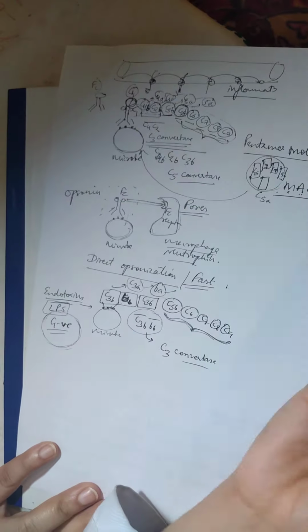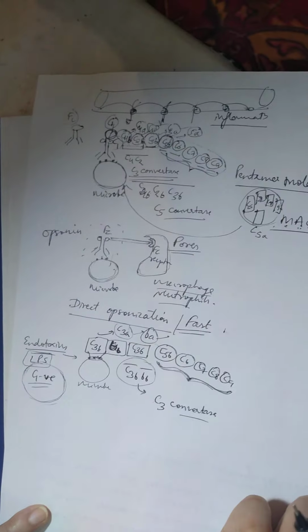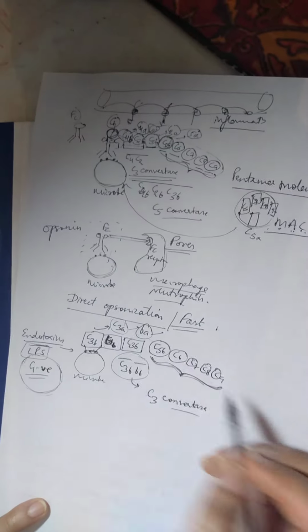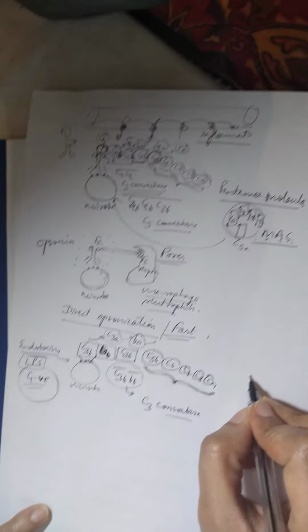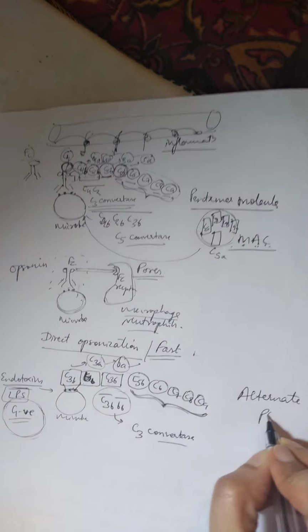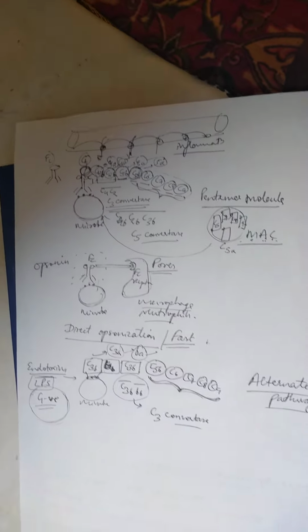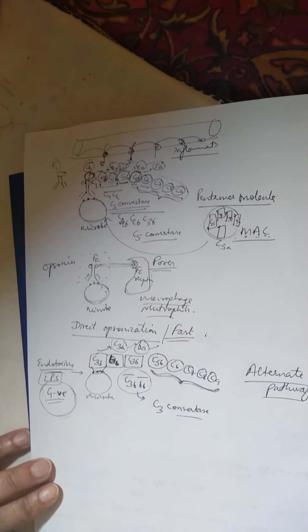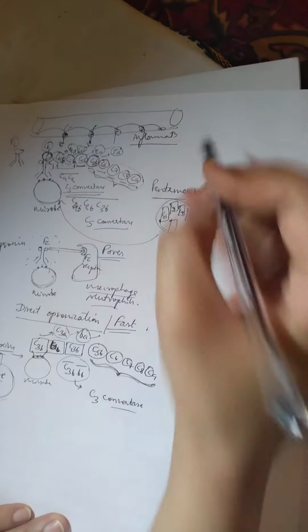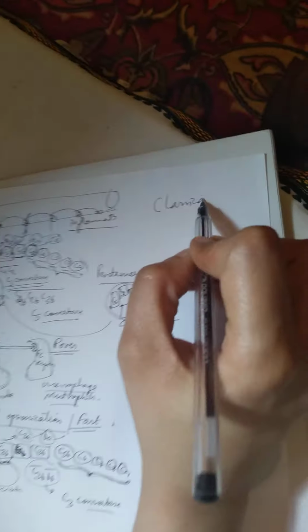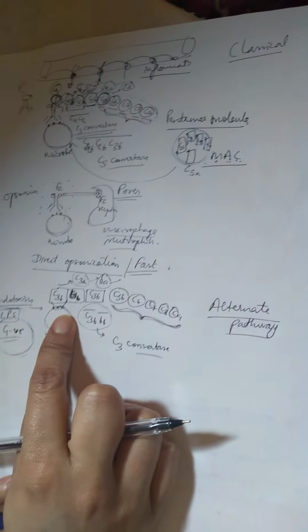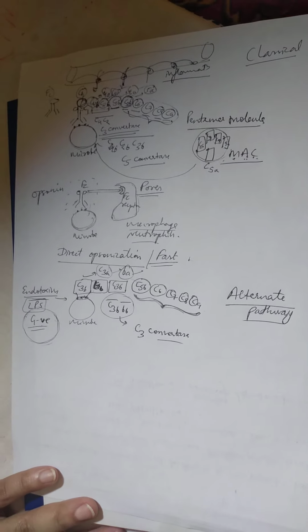Here we need the antibody. Here we don't need the antibody. Right? So we can say that this is the alternate pathway. Okay, so we have discussed two pathways. One is the classical pathway. Why? Because it is involving the antibodies. Here there are no antibodies involved. That's why we are saying it is an alternate pathway.